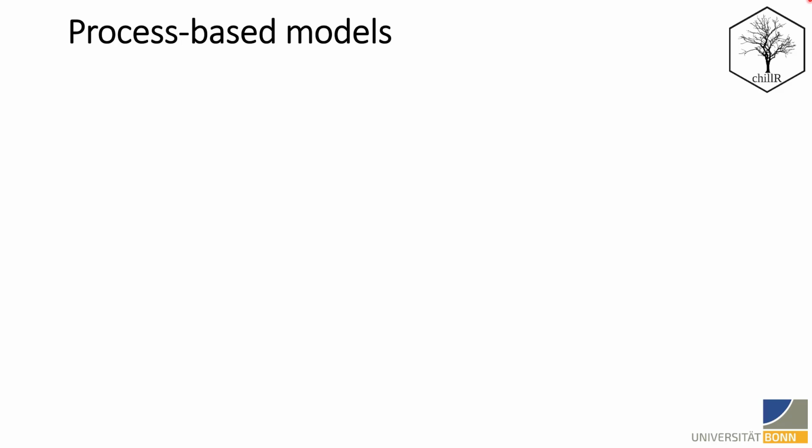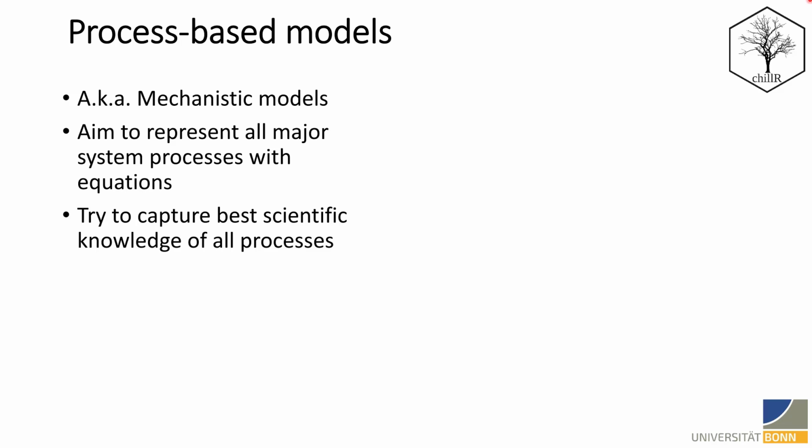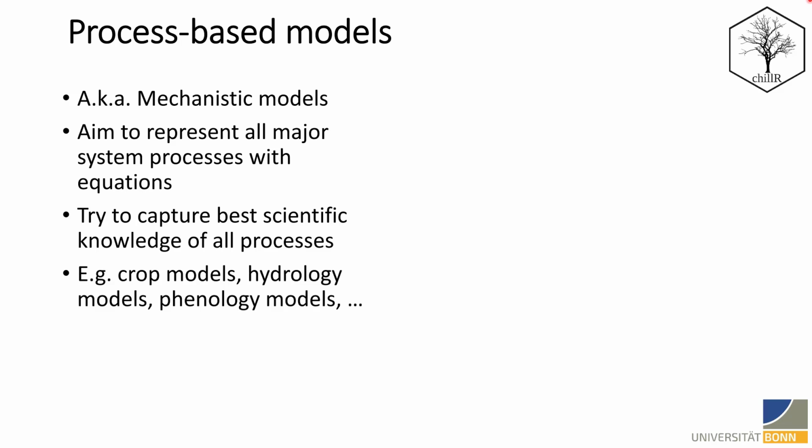Process-based models are another way of projecting the impacts of climate change. These are also often referred to as mechanistic models, and they aim to represent all the major system processes with equations, and then somehow have a model that can be computed. Basically, you put in climate data and maybe soil data and other things, and then all kinds of processes are simulated that are happening in the ecosystem, in the plant, in the animal, and then we get a quantitative projection of the performance of the system. They try to capture the best scientific knowledge of all processes that are involved. Examples of these are crop models and hydrology models and phenology models to some extent.